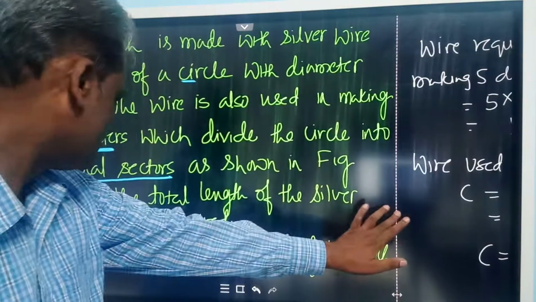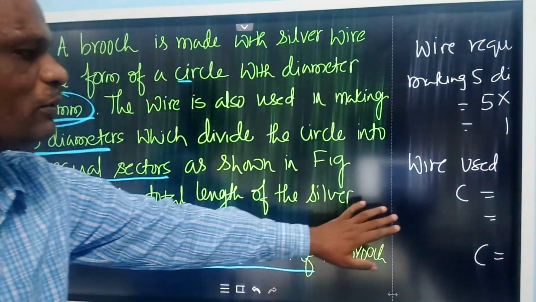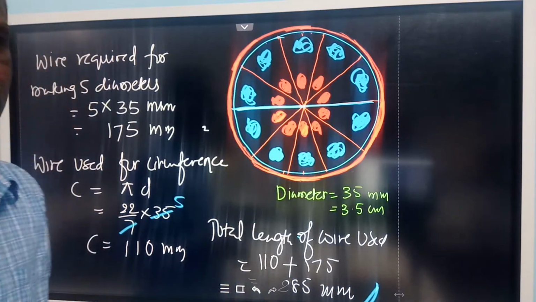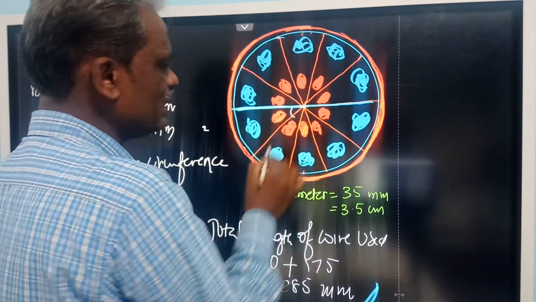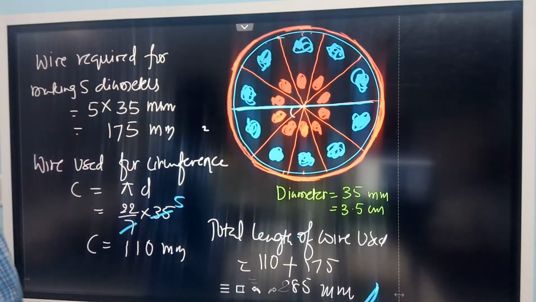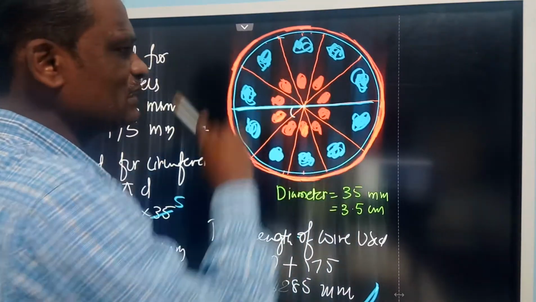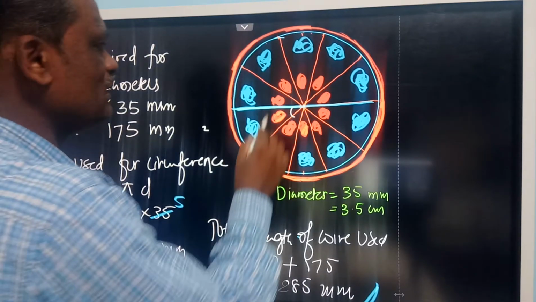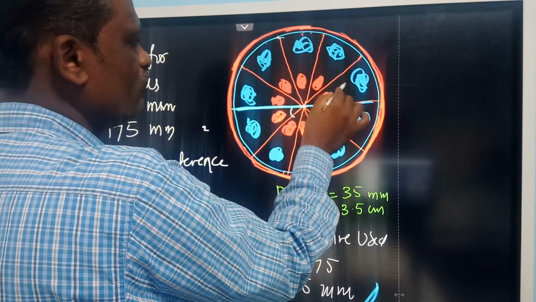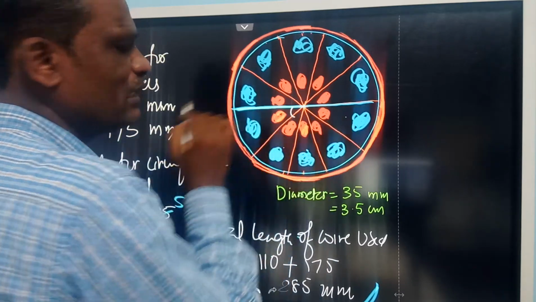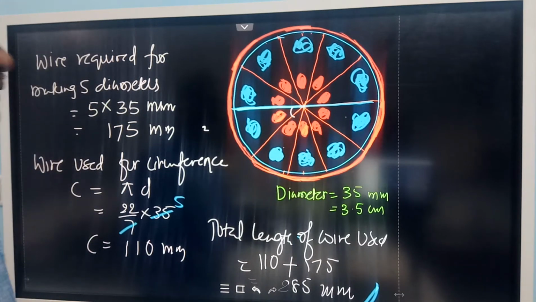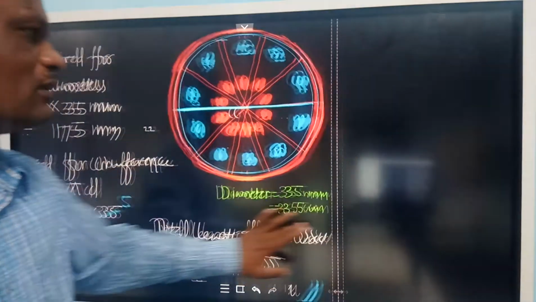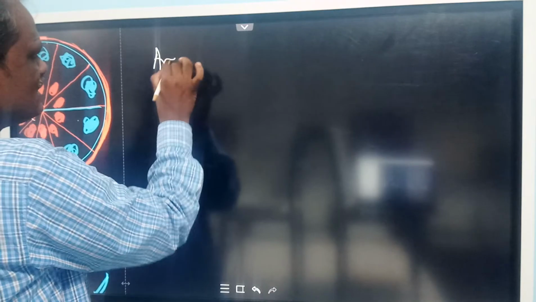Then the second part of the question, the area of each sector of the brooch. You can find it in two different ways. You can find the sector angle and then find the area of the sector. Or otherwise, divide the total area of the circle into equal parts. How many sectors are there? 1, 2, 3, 4, 5, 6, 7, 8, 9, 10. 10 sectors are there. Divide this into 10 equal sectors, then you will get the area of each sector.